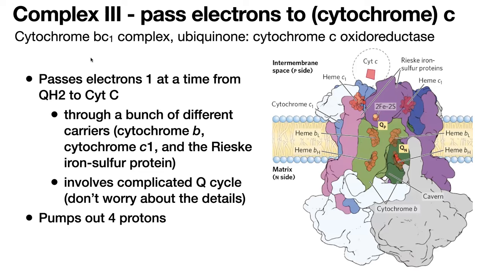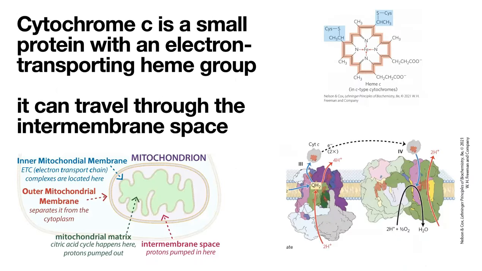Let's use it to transfer those electrons to cytochrome C. So cytochrome C, remember, that was going to be kind of like our relay protein. It's going to be this small little protein that can move around this inner membrane space. And it's going to be able to take those electrons from ubiquinol and transfer them to the fourth complex, which is where we're going to be transferring them to the oxygen.